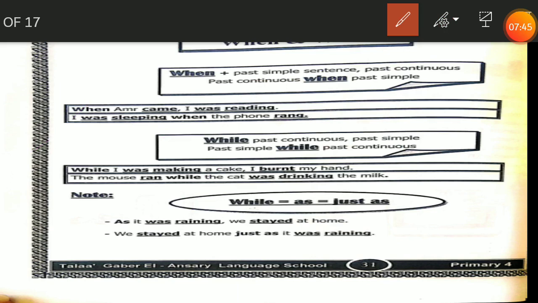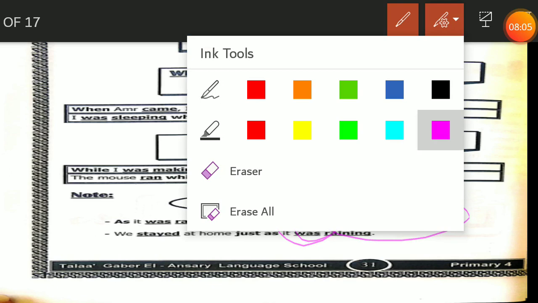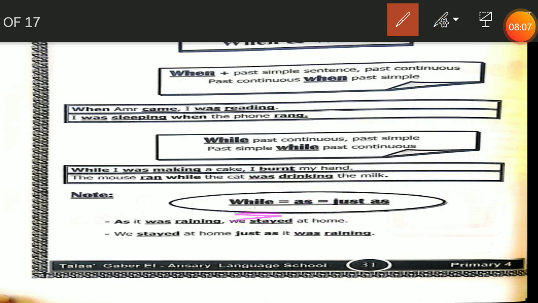Like these examples. While I was making a cake, I burned my hand. The mouse ran while the cat was drinking the milk. You should know that "while" is equal to another word called "as," and another one, "just as." So we have 3 words with the same usage: while, as, just as.